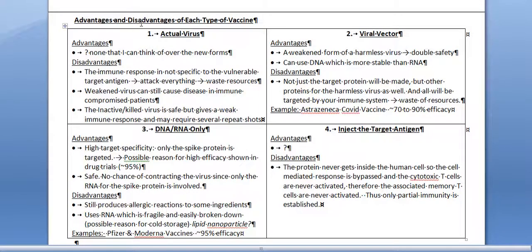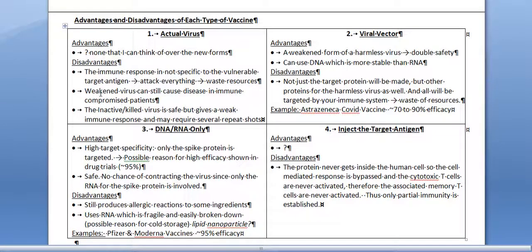So, advantages and disadvantages of each type of vaccine. You've got the actual virus, viral vector, DNA, RNA, and the antigen. Advantages: I'm not a vaccine or viral pathogen expert, but I don't know of any advantages of the actual virus over the newer forms. Disadvantages: the immune response is not specific to the vulnerable target antigen. It attacks everything, so it can be a waste of resources.